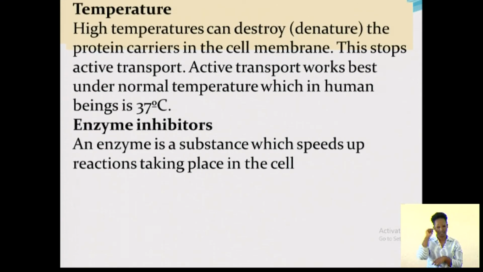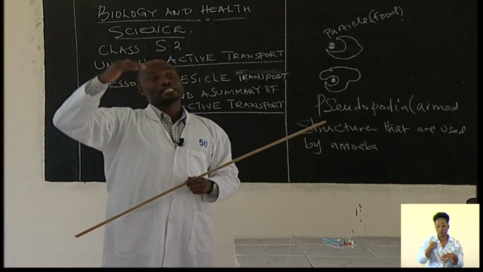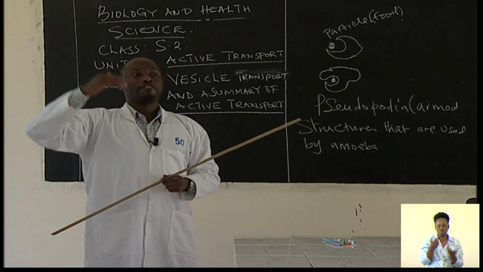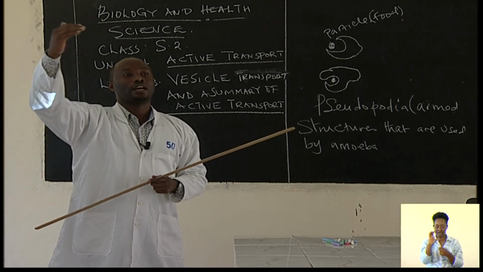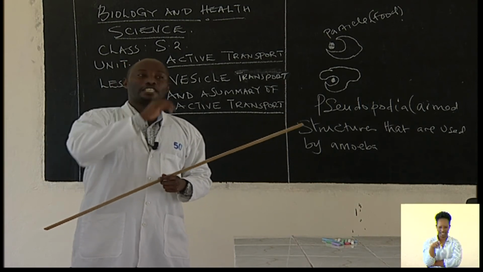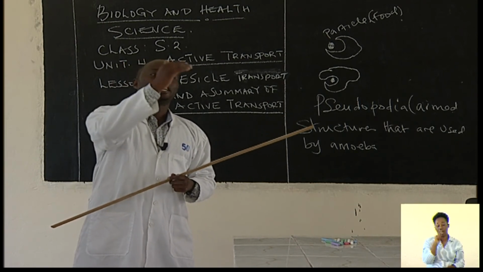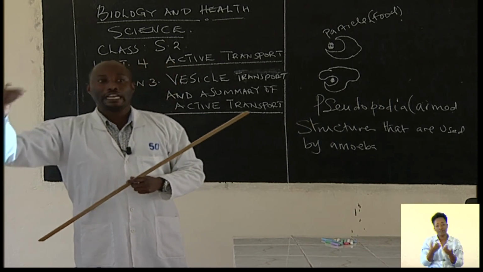The next one is temperature. I think you do remember what temperature is. Our body temperature is around 37 degrees Celsius. When the temperature is above that, it affects body metabolism. It affects enzymes, and you do remember, enzymes are protein in nature. High temperature denatures enzymes. Low temperature makes an enzyme become inactive.